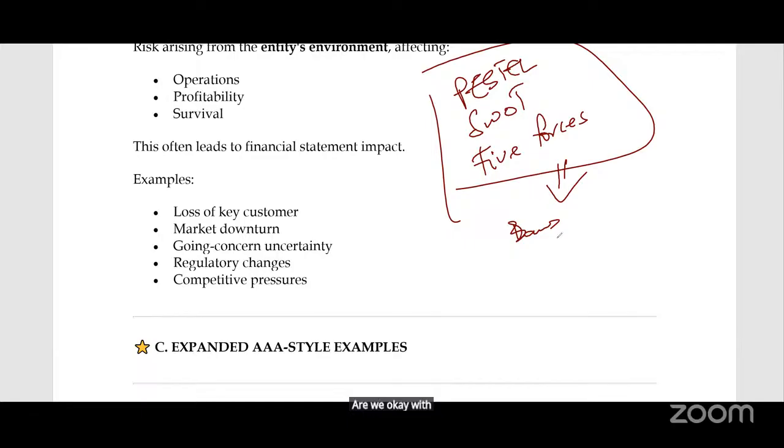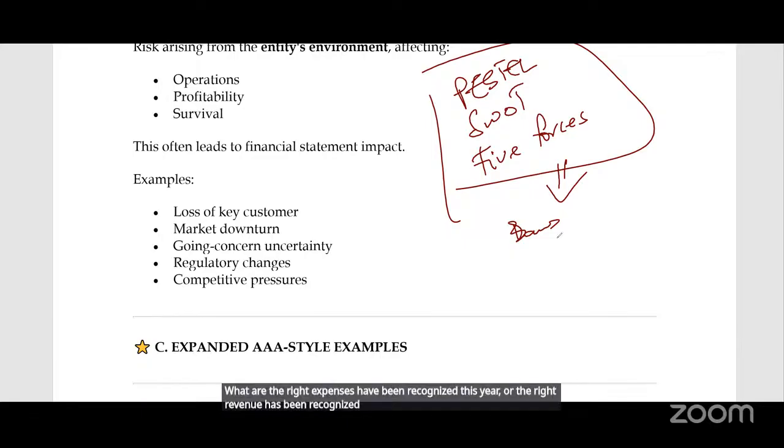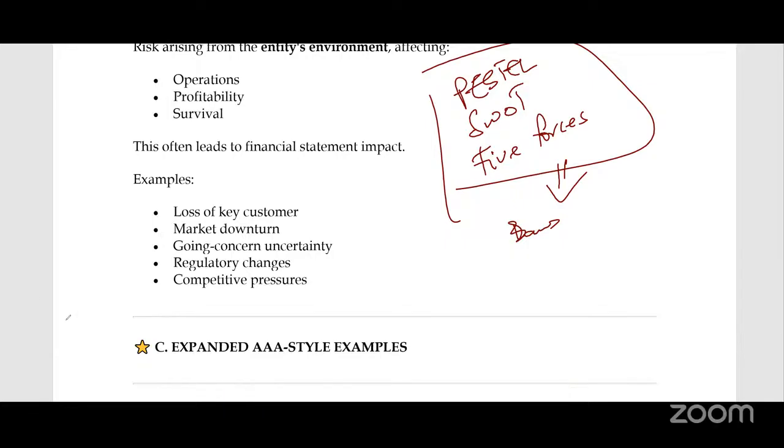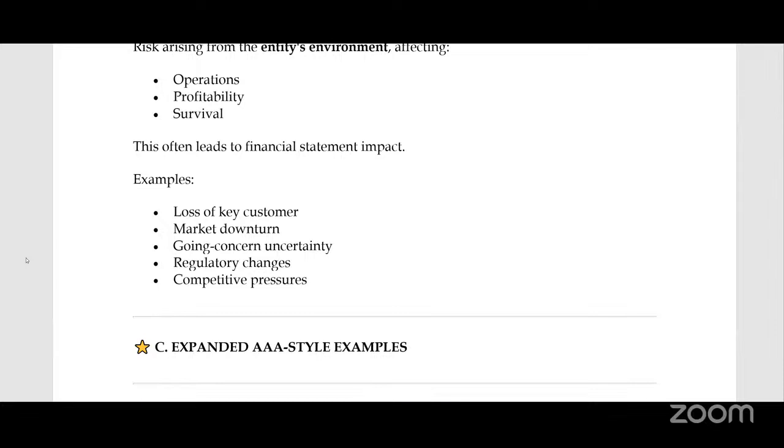So mostly when we are doing audit, we always do cutoff test, whether the right expenses have been recognized this year or the right revenue has been recognized in the appropriate year. Makes sense?